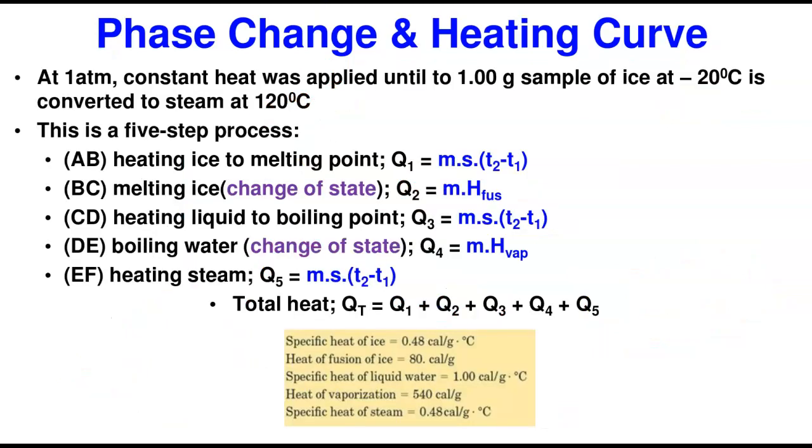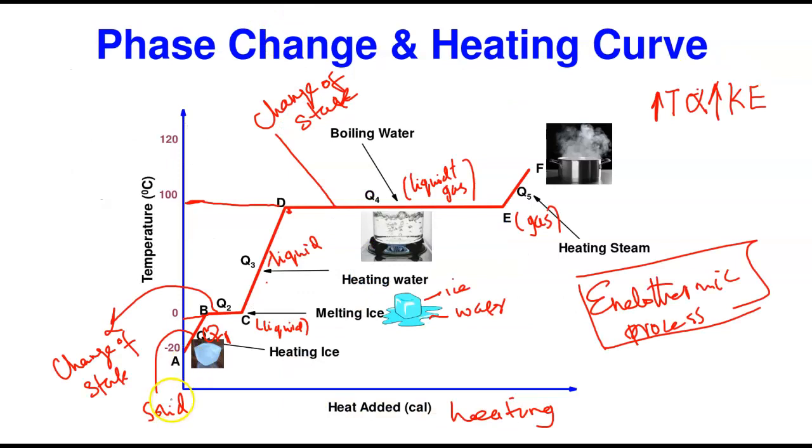Now, let's put those things we just said about this curve into perspective mathematically. So at that phase change, remember I said 1 gram of ice at this temperature was heated until 120 degrees Celsius. If you go back to that, that's what we have, from -20 to 120 degrees Celsius, and we have just 1 gram of ice.